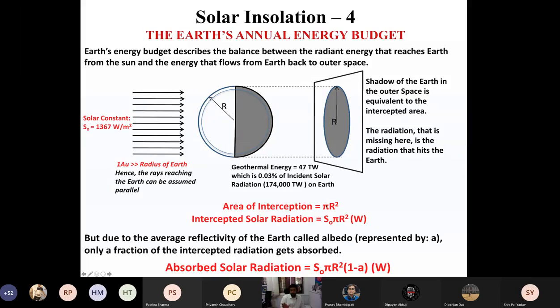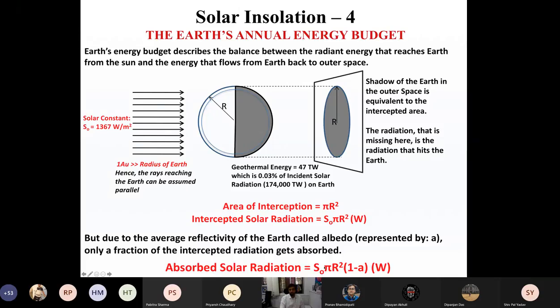So the area of interception is pi r square, where r is the radius of Earth, and the intercepted solar radiation will be S0, where S0 is the solar constant, and pi r square watts. That's the total amount of energy that is coming into the planet. However, there is a caveat to it. The caveat is the albedo. Albedo means the reflectivity of the planet.